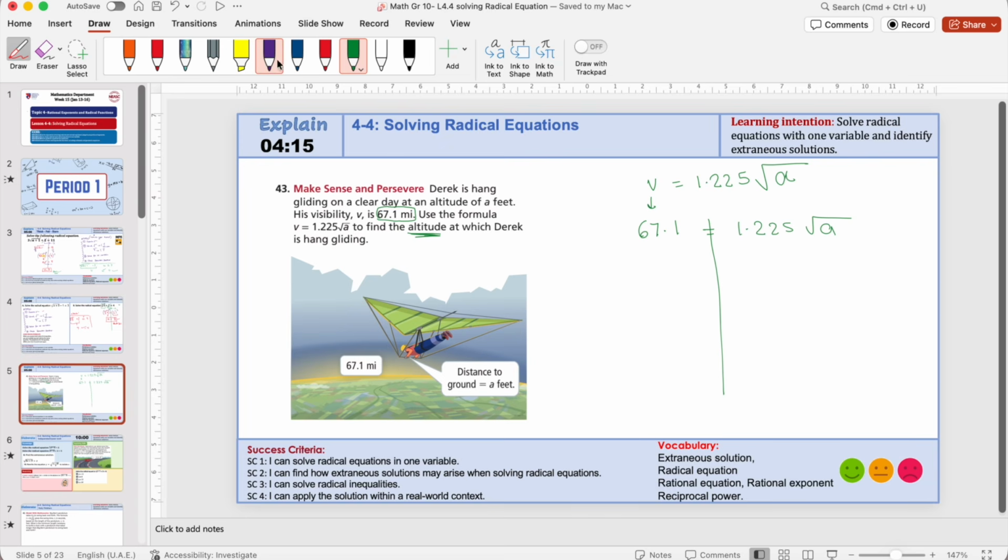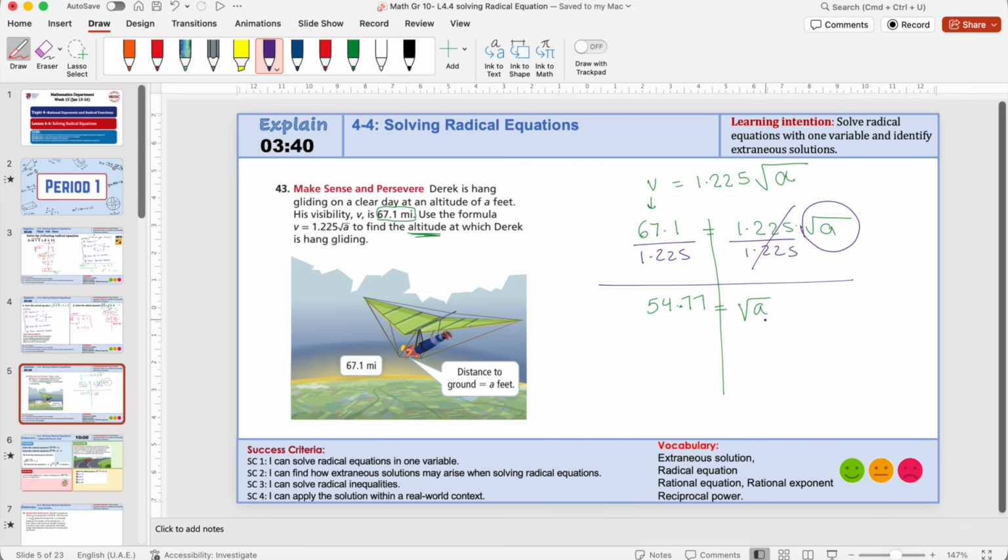Again, step number 1, isolate your root. I have a number multiplied with the root. How do we cancel it? Divide. Very easy. Now we have the root left equals, if you divide these, 67.1 over 1.225. Such a nice question. So it's basically 54.77.